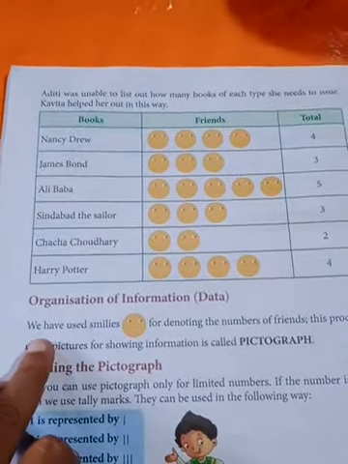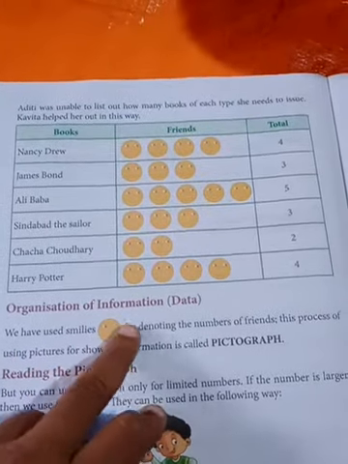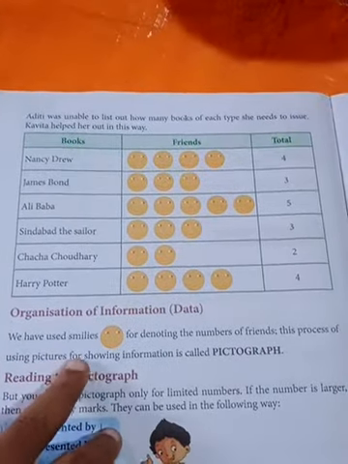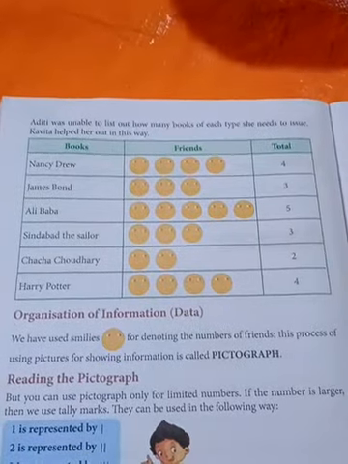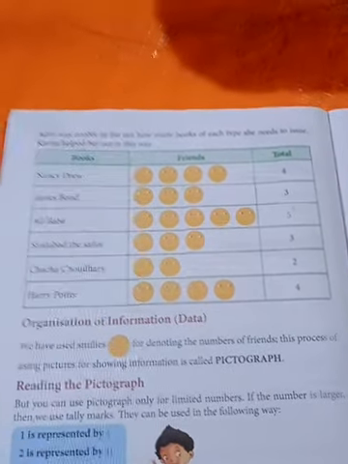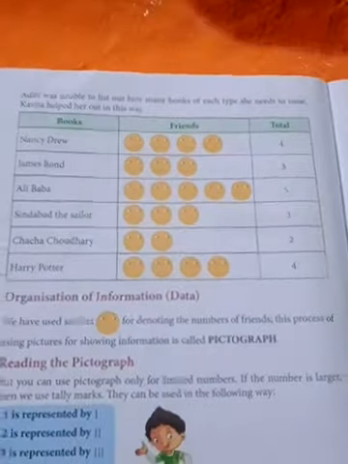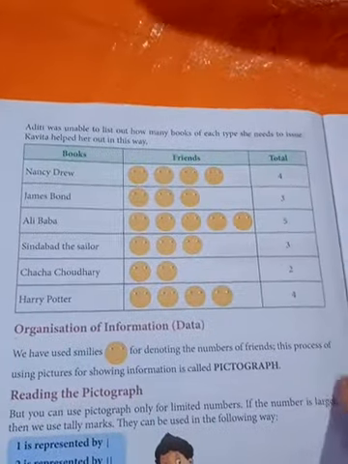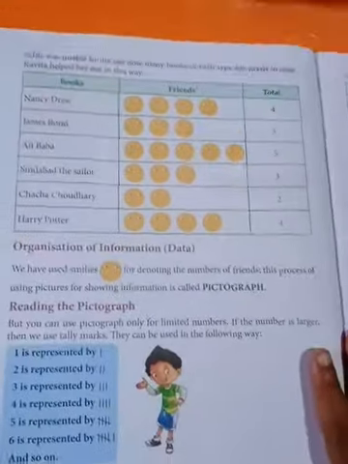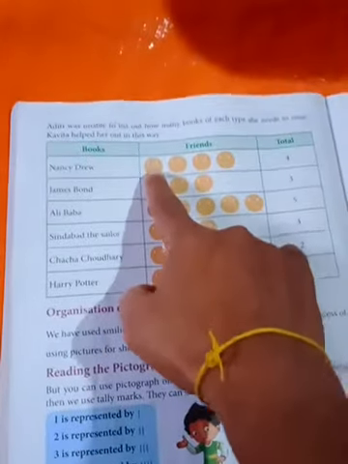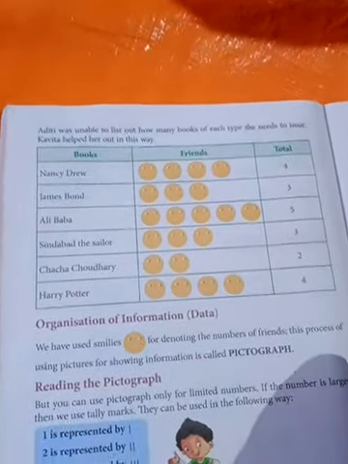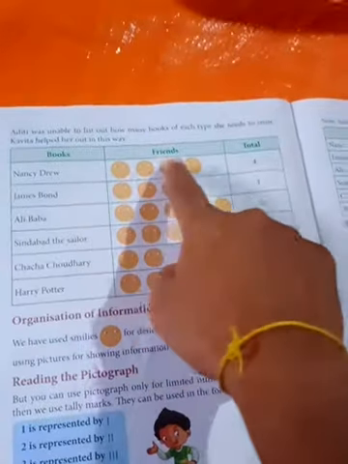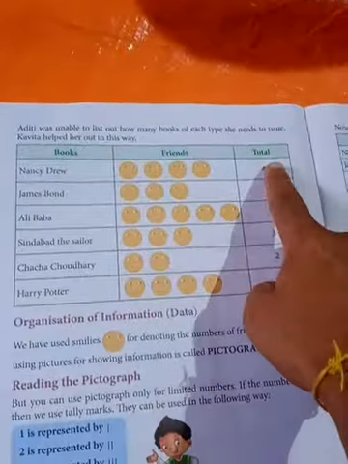Here is the representation. We have used a smile for denoting the number of friends. This process of using pictures for showing information is called a pictograph. That means through the pictures we mention the number of friends. One picture, one smiley face, means one friend. Here, how many friends? Four friends. So write the total here: four.